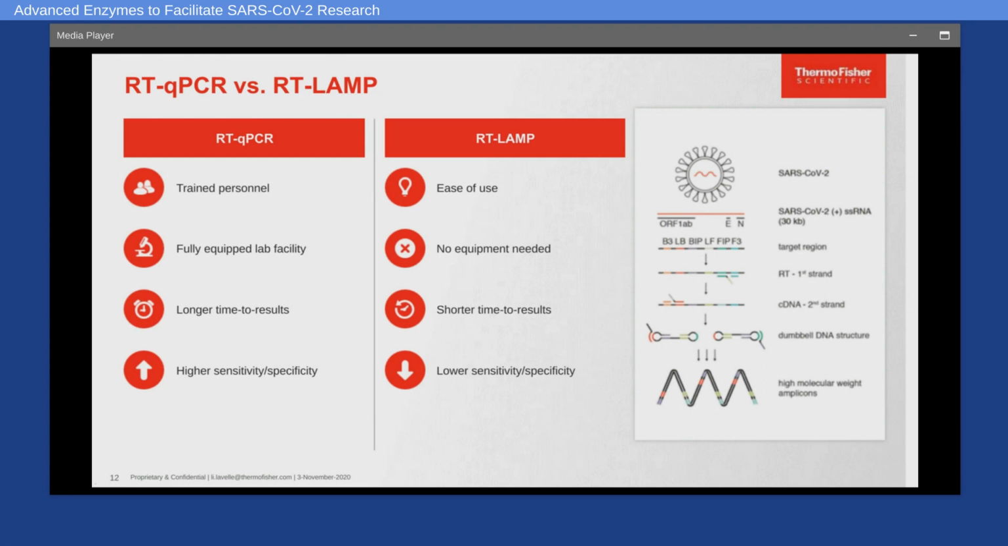Now, I would like to spend a little bit of time to compare the differences between the gold standard detection method RT-qPCR and RT-LAMP. RT-qPCR method requires trained personnel and a fully equipped lab facility. RT-LAMP is a more simplified method, easy to use, with no special equipment needed. It takes shorter time to generate results compared to RT-qPCR. However, RT-LAMP has lower sensitivity and specificity than RT-qPCR.